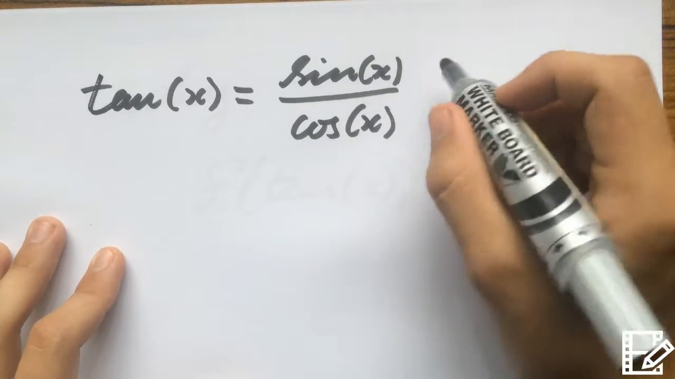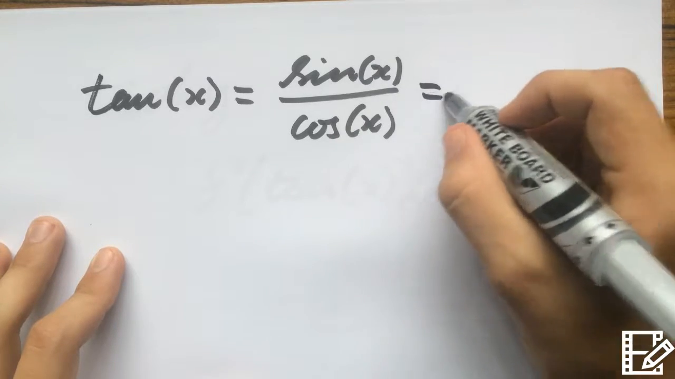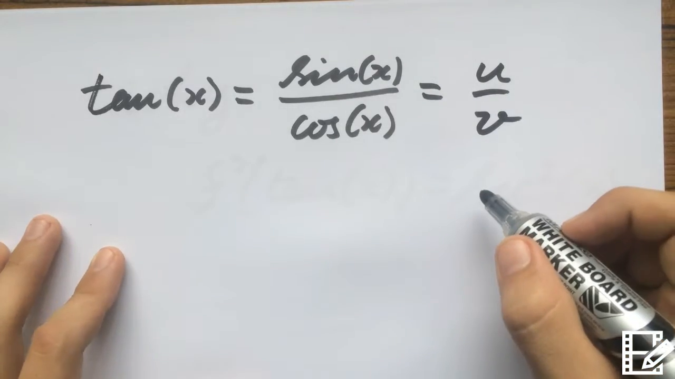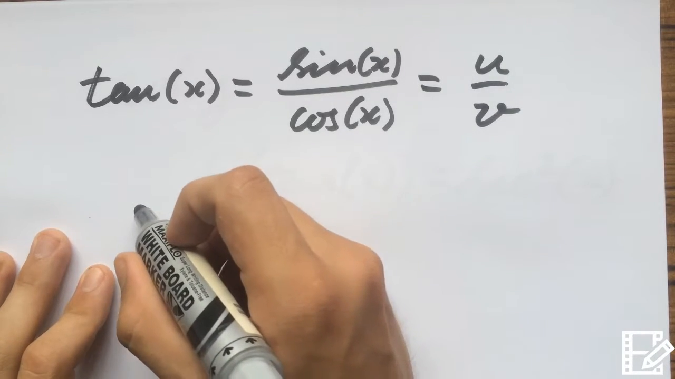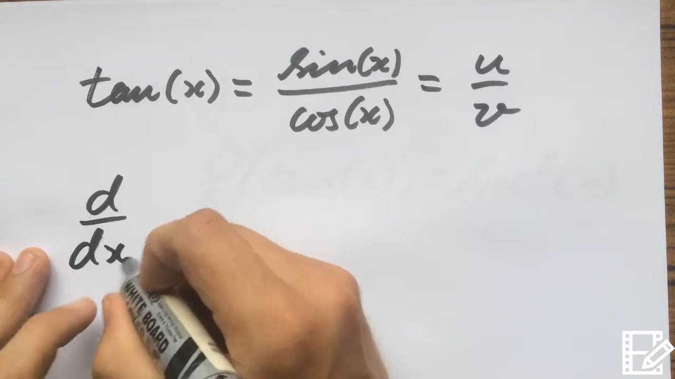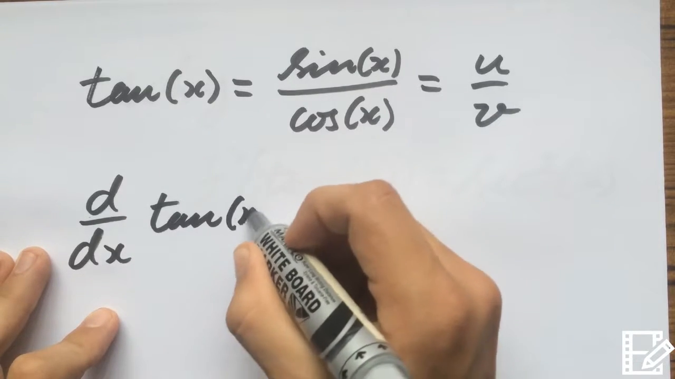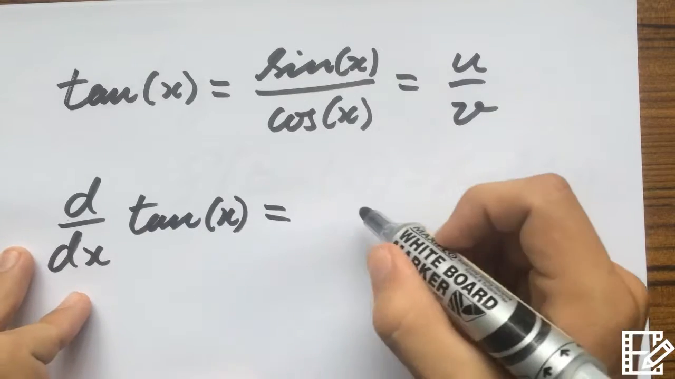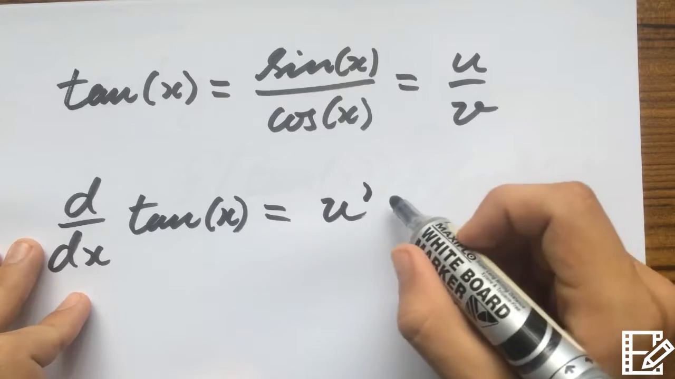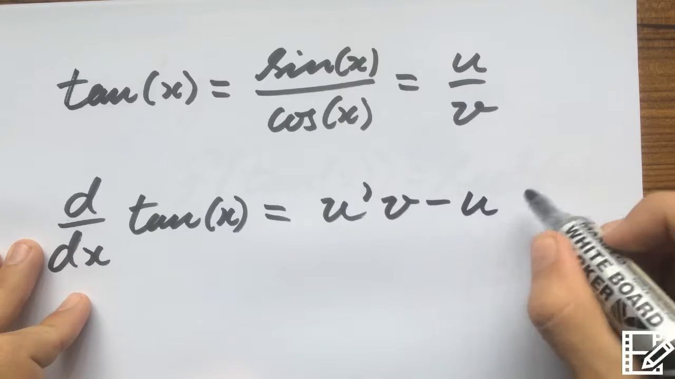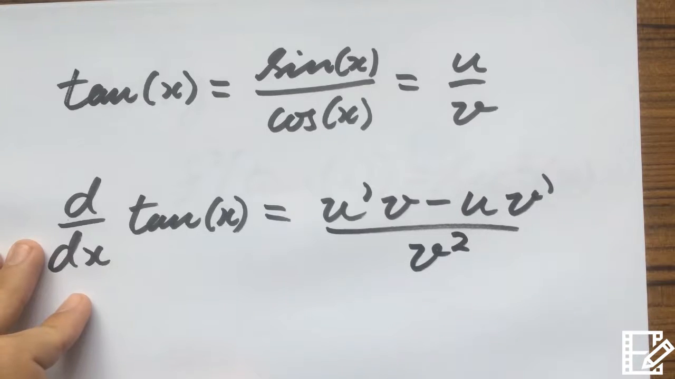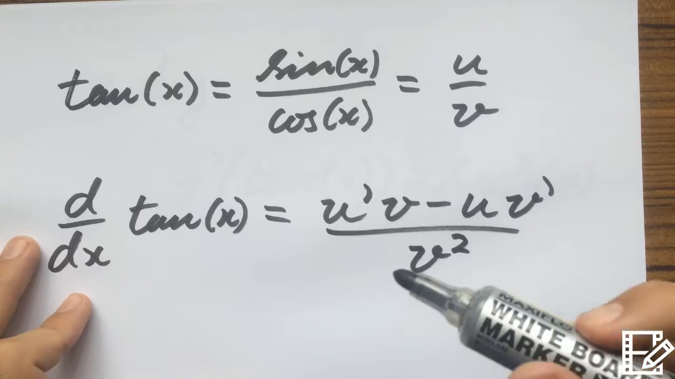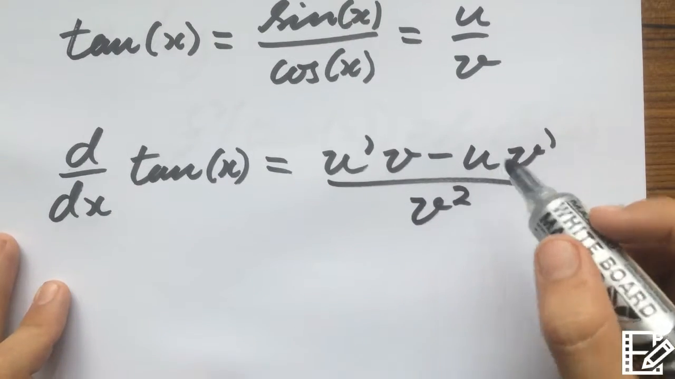Because it's a function over another function, u over v, I'm going to use the quotient rule. The quotient rule, let's say the derivative of tan x, we're going to need u dash v minus v u dash, sorry, u v dash all over v squared, because that's what the quotient rule is. Okay, now that we have this, we can answer the question.